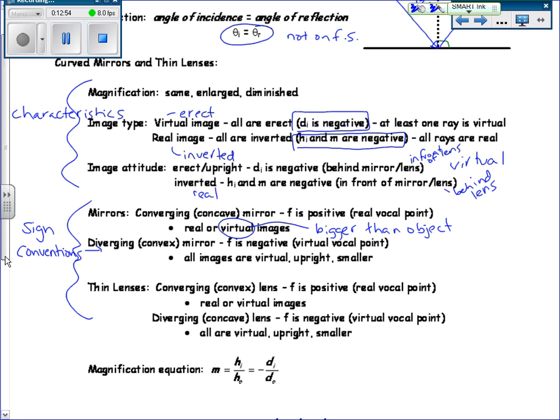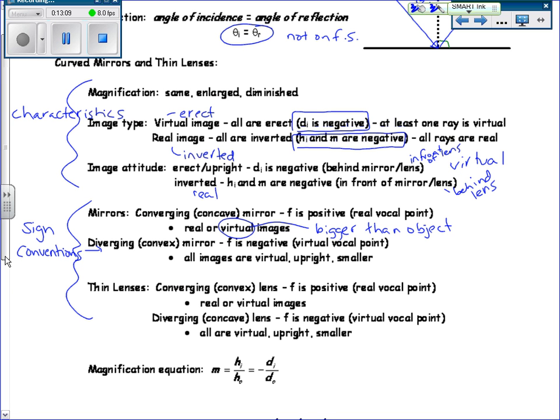So anytime you have a mirror that produces a virtual image that is larger than the object, you're dealing with a concave mirror. Diverging or convex mirror, the focal length is negative. All images are virtual, upright, and smaller every single time. Okay, can't ever be larger.